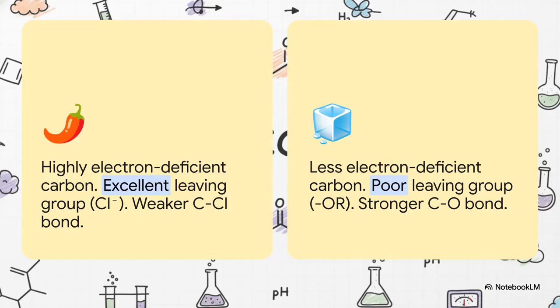So what makes the acyl chloride such a hothead? Well, it's pretty much a perfect storm of reactivity. First, its central carbon atom is basically a giant target just begging to be attacked by other molecules. Second, that chloride ion is what we call an excellent leaving group. It's more than happy to just pop off the molecule. And third, the bond holding it there is pretty weak and easy to break. It's practically designed to react.